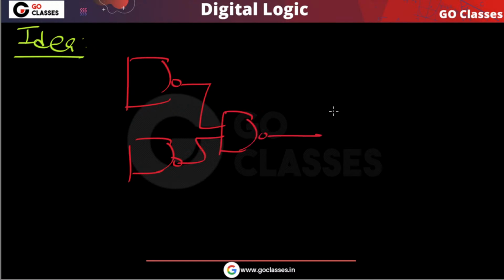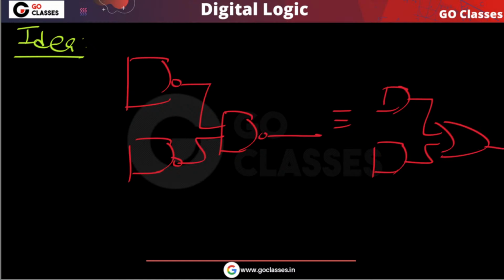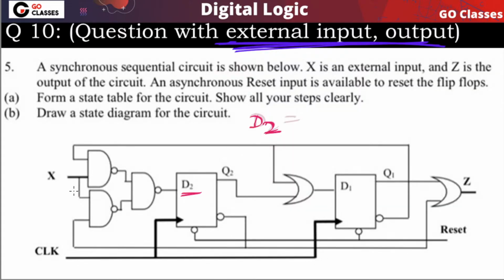This NAND circuit is equivalent to an AND OR circuit. Yes or no? This NAND circuit is actually equivalent to an AND OR circuit, so both these circuits are the same. So actually what will D2 be? D2 is basically an AND OR circuit.